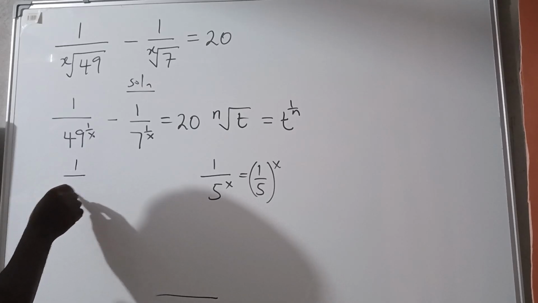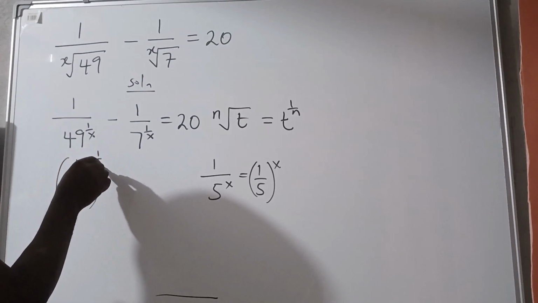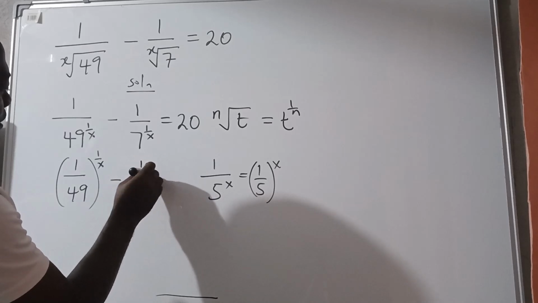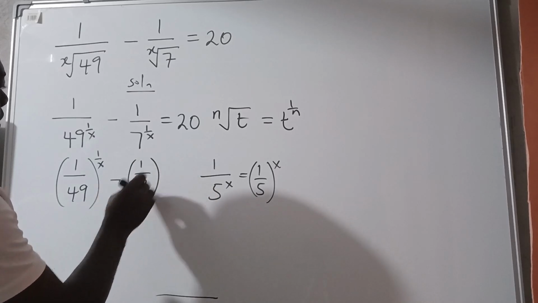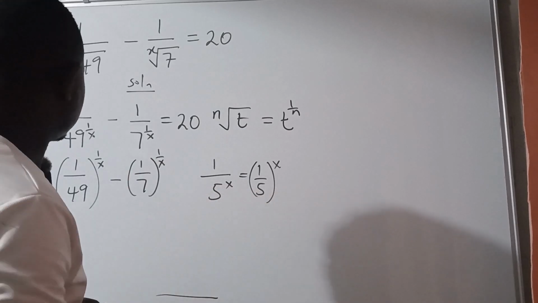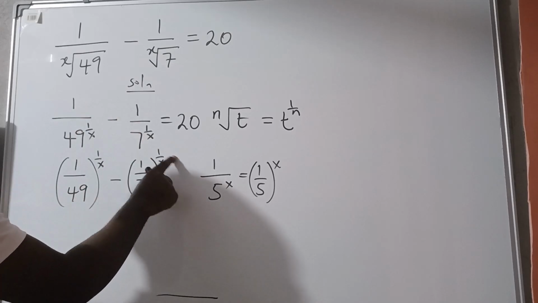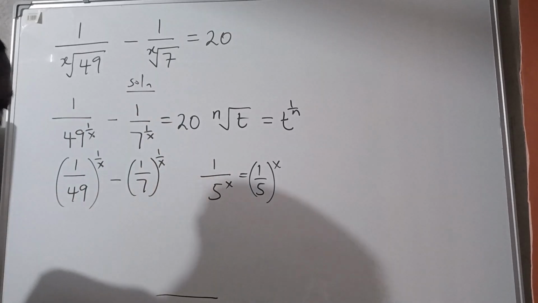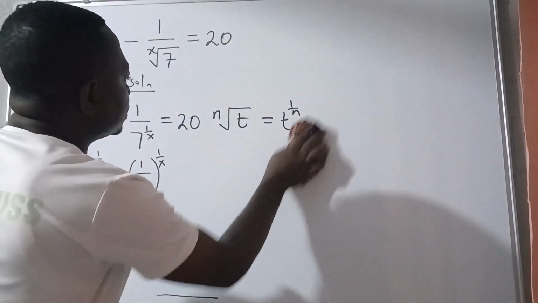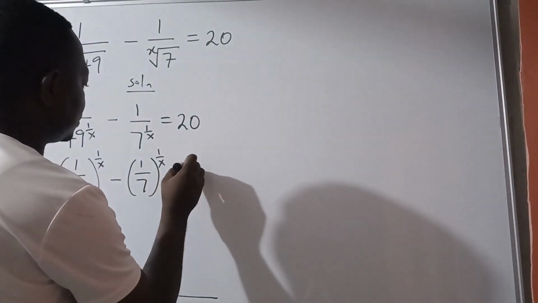So this one is the same as 1 over 49 all raised to 1 over x, minus, and this side is the same as 1 over 7 all raised to 1 over x. Okay, that's that. So this one going back will give you this. So we have done nothing here. All right. Now let's observe this carefully.